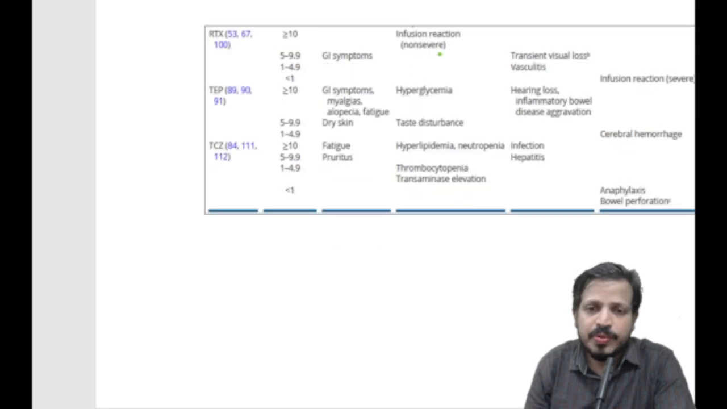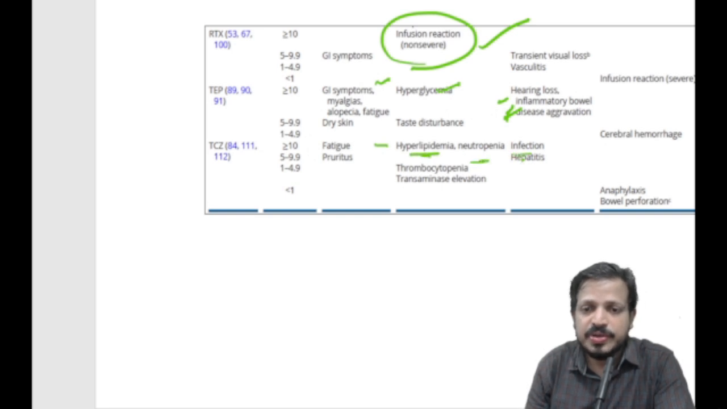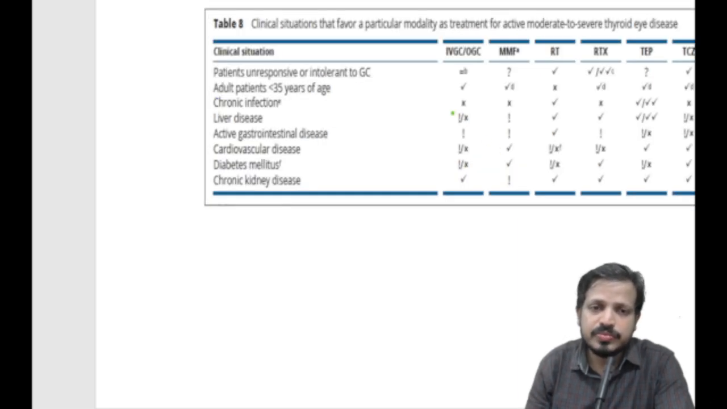Then with rituximab, infusion reaction is the most common. With teprotumumab, there are GI symptoms, hyperglycemia, hearing loss, and aggravation of inflammatory bowel disease. Then with tocilizumab, fatigue, hyperlipidemia, neutropenia, infection, and hepatitis are common.